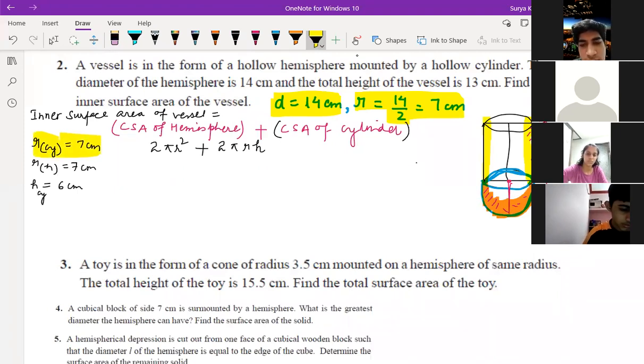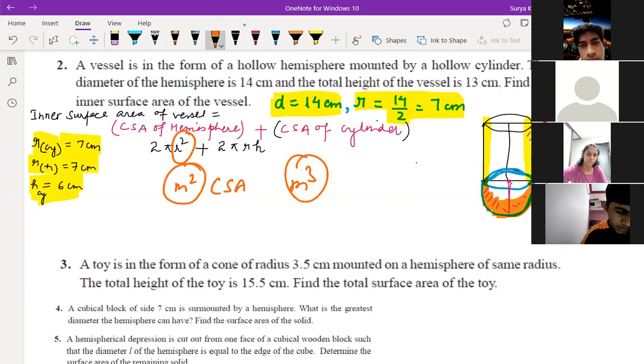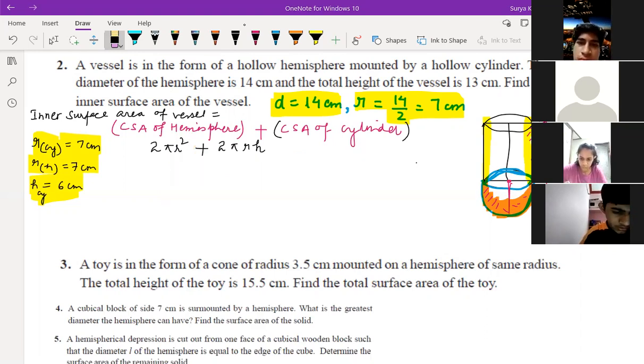Sir, isn't the CSA of hemisphere 2 pi r cubed? No, cube always comes in the volume. 2 by 3 pi r cube, that is volume. You should see the dimension. Children, no need to remember anything. Here r square is there, the radius is meter, so r square is meter square, and this is CSA. If meter cube comes, that becomes volume. Understood? By seeing the dimension only you can understand that if r square is there, it is surface area.